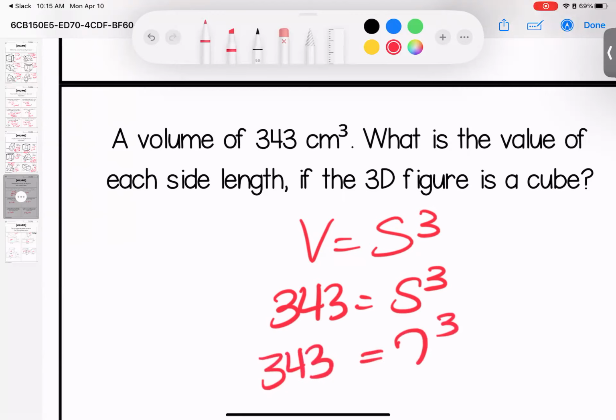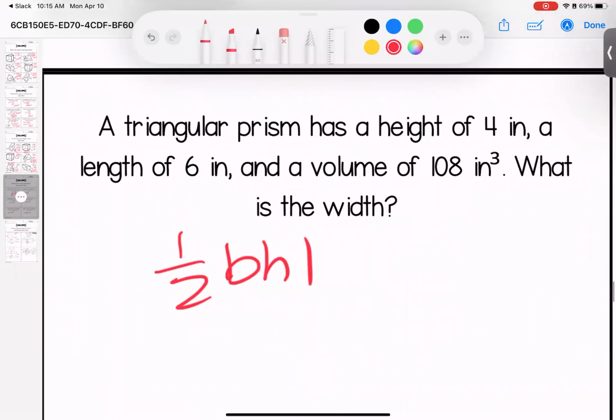Again, guess and check, only because we're not utilizing fractional exponents just yet. If it's something that you want to look into, let me know and we can talk about it.